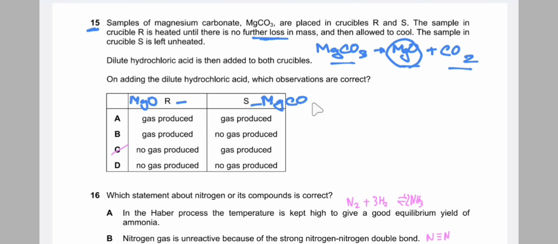So magnesium carbonate. Then dilute hydrochloric acid is added. By adding dilute hydrochloric acid to magnesium oxide, magnesium chloride and water are formed. That is, dilute HCl reacts with magnesium oxide to form magnesium chloride and water, so no gas is formed. While magnesium carbonate reacts with dilute hydrochloric acid to form magnesium chloride, carbon dioxide and water. So as carbon dioxide gas is formed, the answer is C.